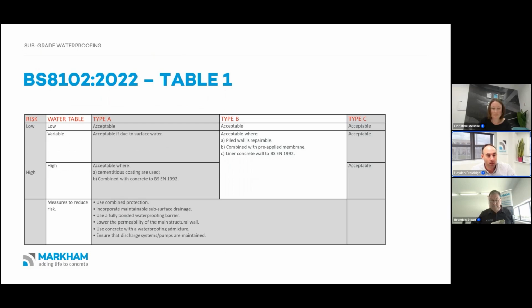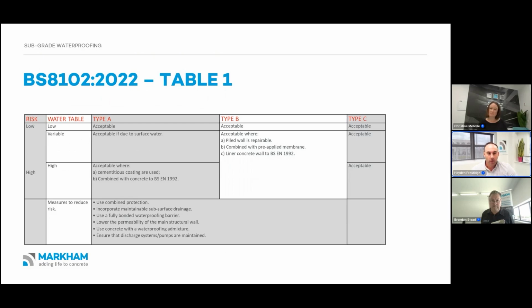So this is purely looking at the risk associated with the water table. And like Christine said, there's a lot of other aspects going on. There's water vapor, there's flooding events, there's perched water table, these sorts of things that need to be considered. But looking at it purely as a water table, low being permanently under the underside of the basement slab, that's how it's defined, and high being permanently above the underside of the basement slab.